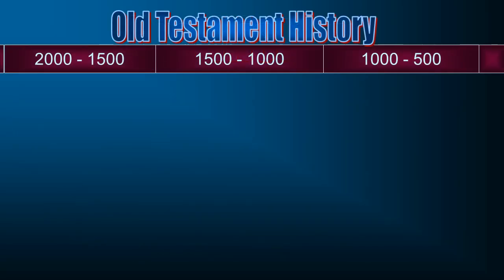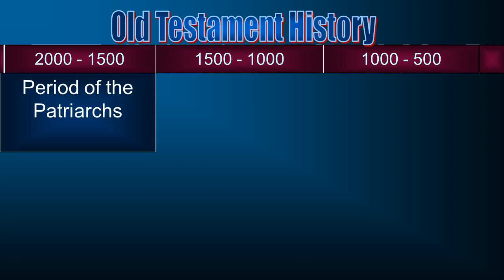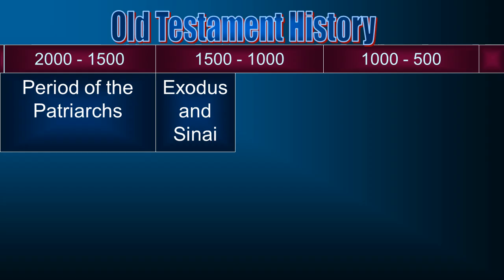Next, we have starting around 2000 BC. And notice I'm painting with a very broad brush, but I begin the period of the patriarchs, Abraham, Isaac, Jacob, and Joseph, starting around 2000 BC, going to around 1500. Then around 1500, I have the Exodus. Now, if you say 1400, that's okay, or 1440 or 1450, somewhere in there.